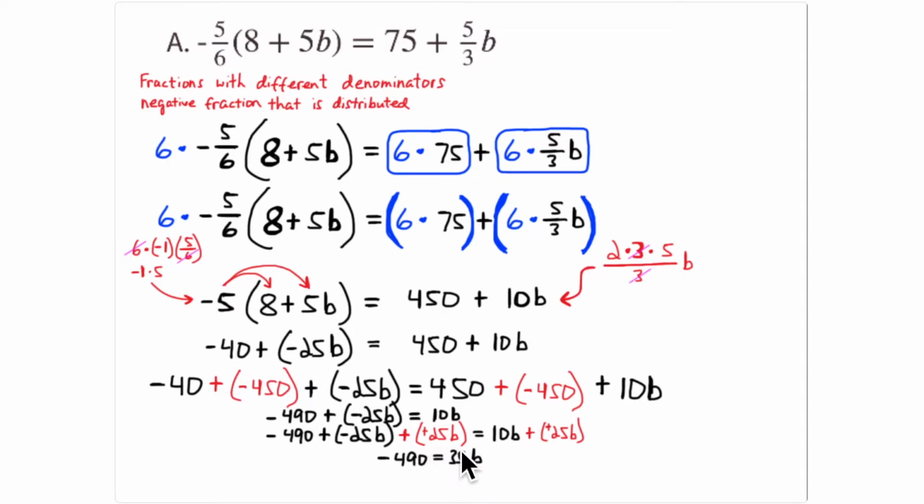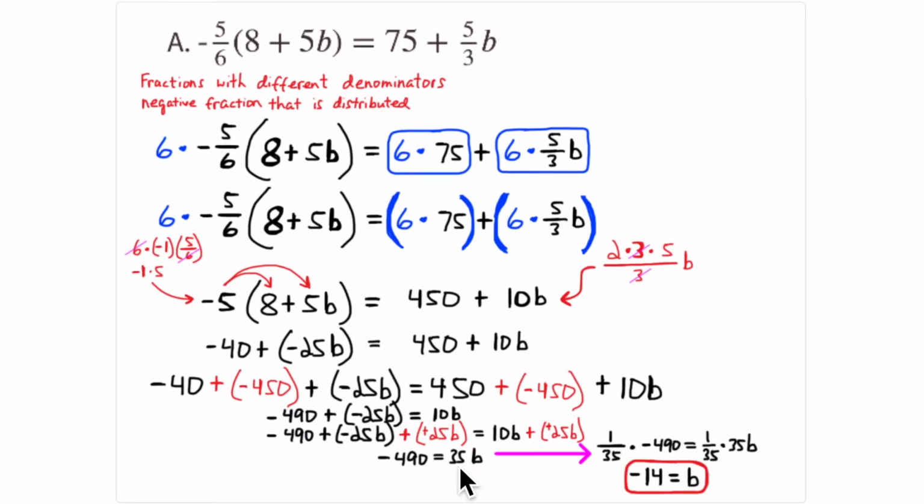And to get rid of the coefficient, the number that's next to the variable that goes along with that variable, to make that 1, you multiply by the multiplicative inverse. So it's 1 over 35 times 35. And you have to do that to both sides. 1 over 35 times a negative 490 equals 1 over 35 times 35b. These 35's cancel out. You're left with b. And a negative 490 divided by 35 is negative 14. Same as multiplying by 1 over 35. So now b is equal to negative 14.